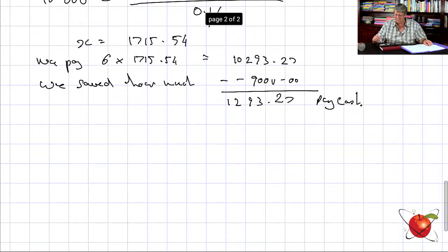Obviously, not everybody can pay in cash. But what have we said? We've worked out how much we pay the bank. We pay 6 installments of that amount, and therefore we have saved 1,293 Rand and 0.27 if we went and paid in cash.